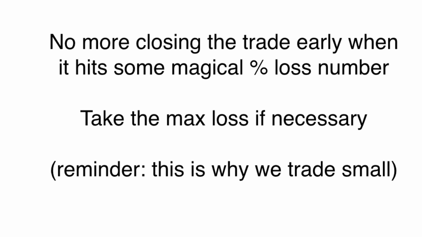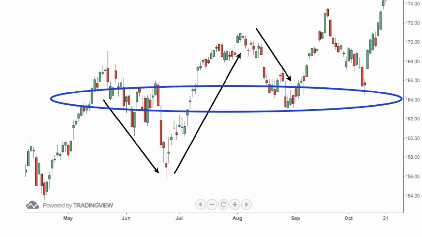So no more closing the trade early when it hits some magical percentage loss number. Take the max loss if necessary. Remember, this is why we trade small, so that we can let these probabilities work themselves out over many, many opportunities and wait for profits on each and every trade.